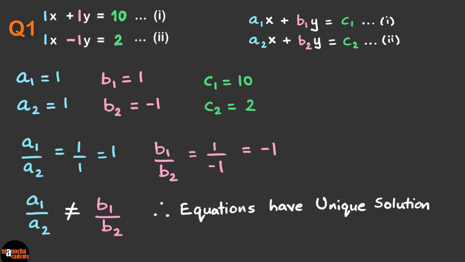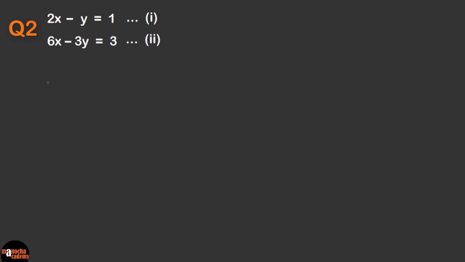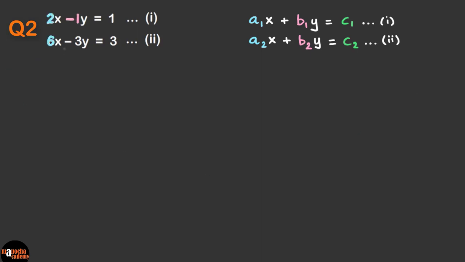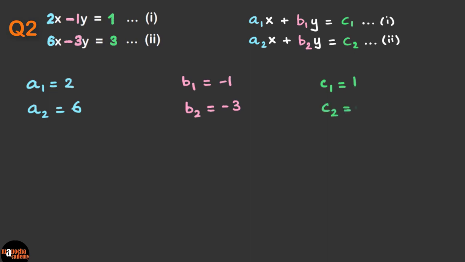Now let's look at the two equations from the second question. 2x minus y equal to 1 and 6x minus 3y equal to 3. Once again, let's compare with the pair of general equations and let's mark the coefficients in the different colors. Here are the coefficients. a1 equal to 2, a2 is 6, b1 is minus 1, b2 is minus 3, c1 is 1 and c2 equals 3.